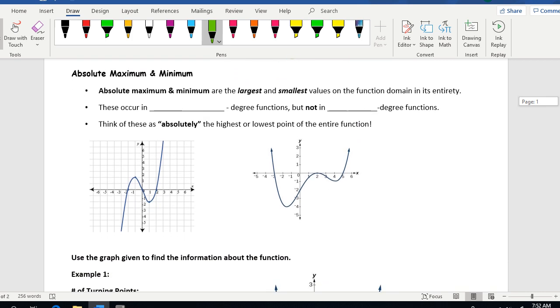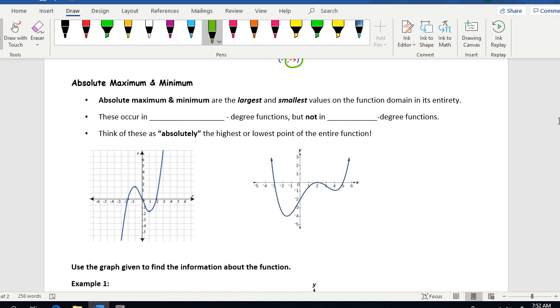The next thing we're going to look at is the absolute maximum and minimum. The absolute is either the highest point or the lowest point. And these can actually only occur in even degree functions because remember, even degree functions either both ends go up or they both go down. We will not see absolute maximums or minimums in odd degree functions.